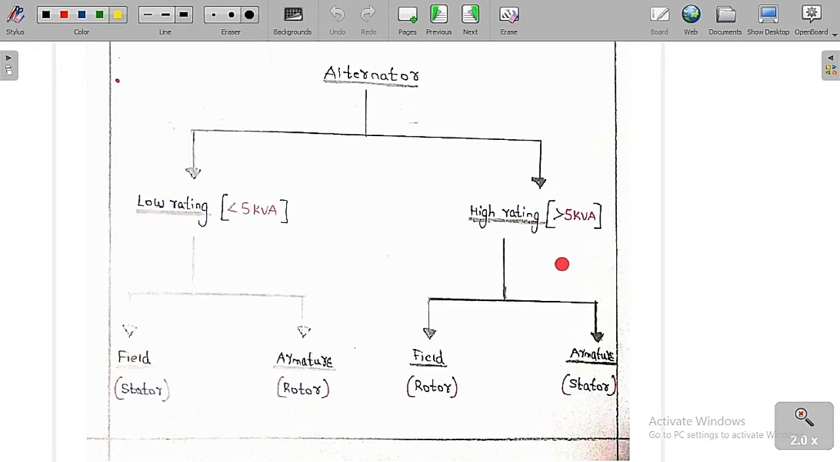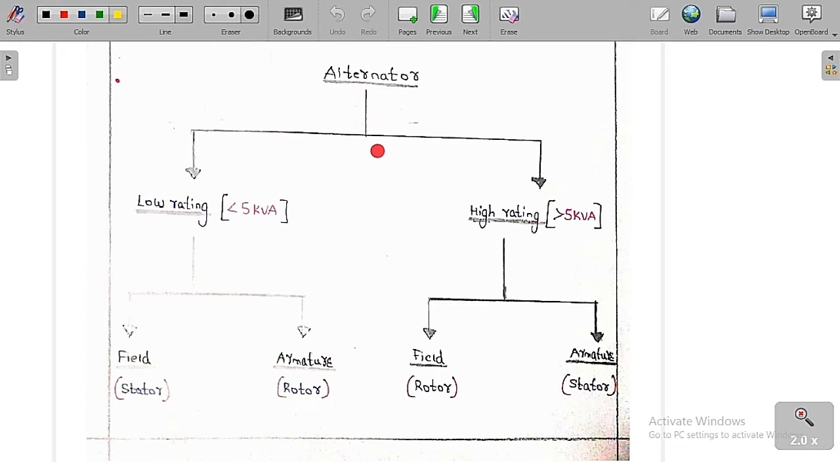But for the higher rating, which is greater than 5 kVA, we need to do the reverse process of the previous one. Means the field winding should be kept on the rotor and the armature winding we should keep on the stator. I will discuss the reason why we have to change this in the coming class.